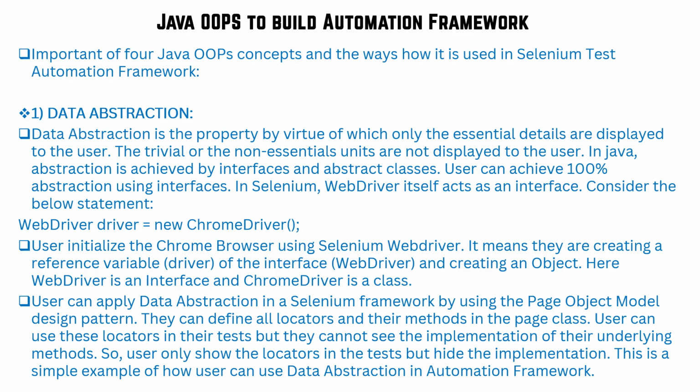One is the page object model part I already gave, and apart from that, interfaces like the WebDriver interface, TakesScreenshot, and JavaScriptExecutor, all the interfaces you have already learned so far, are examples of data abstraction.